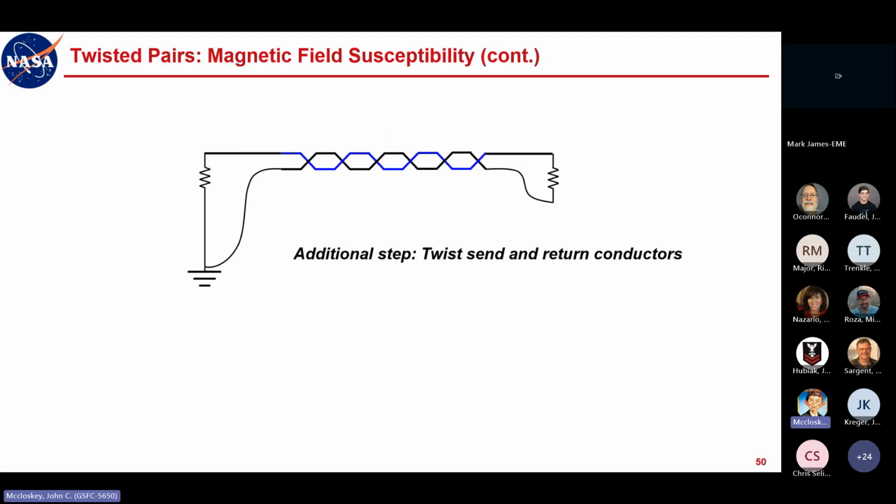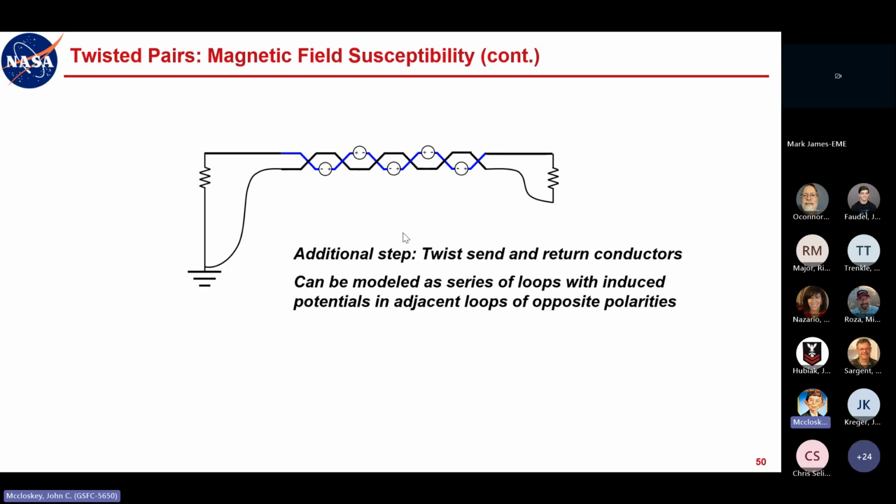But here again, we take that additional step of twisting the send and return conductors so that now that plane of the loop is continuously rotating. But if we take the simplified model of just thinking of it as a series of loops that have opposite polarities or opposite directions, then the induced potentials in each adjacent loop is going to be of opposite polarity, right?